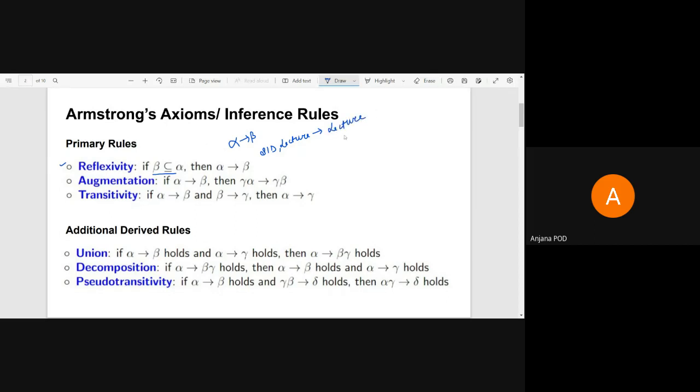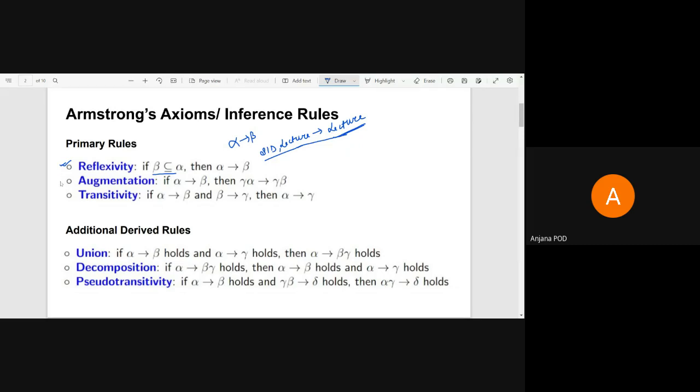Now we can say that there is a reflexivity rule, since lecture is a subset of sid and lecture, so the reflexivity rule is getting satisfied. Since beta is a subset of alpha, alpha determines beta. Here lecture is a subset of sid and lecture, so sid and lecture determines lecture basically.